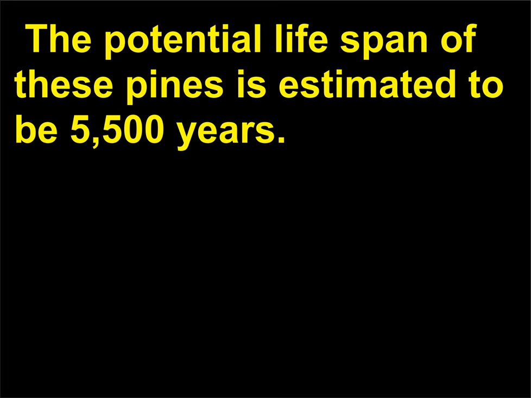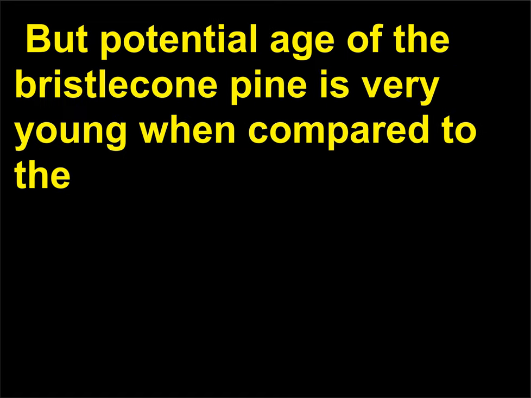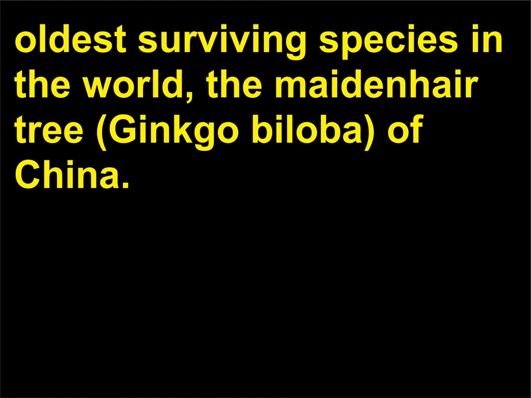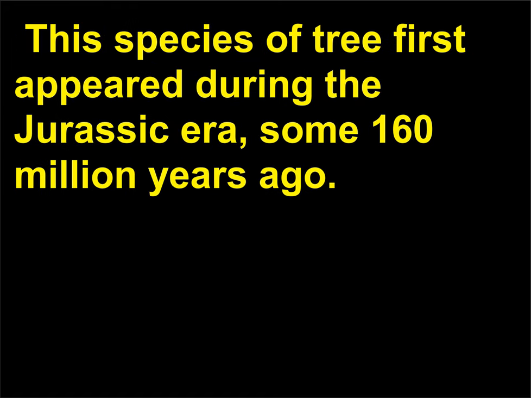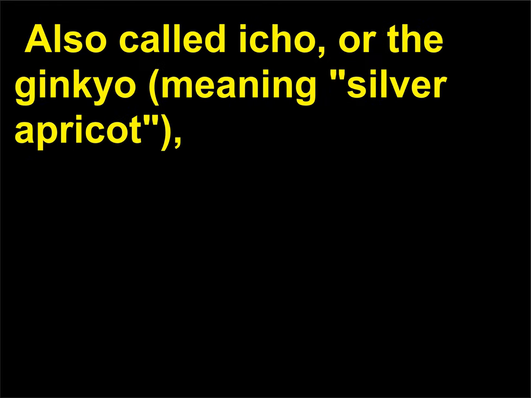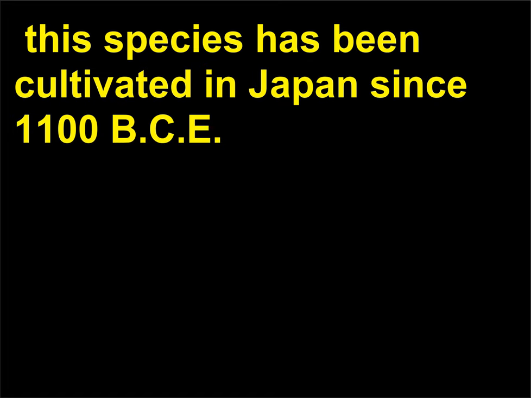The potential lifespan of these pines is estimated to be 5,500 years. But the potential age of the bristlecone pine is very young when compared to the oldest surviving species in the world, the maidenhair tree, Ginkgo biloba, of China. This species of tree first appeared during the Jurassic era, some 160 million years ago. Also called Ichou, or the ginkgo, meaning silver apricot. This species has been cultivated in Japan since 1100 BCE.